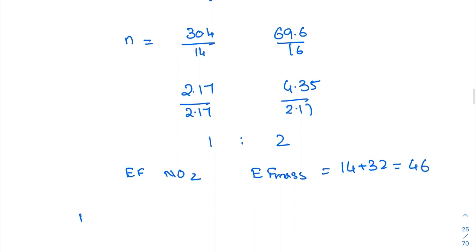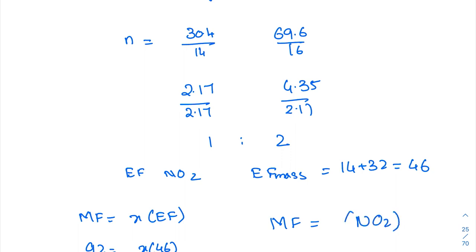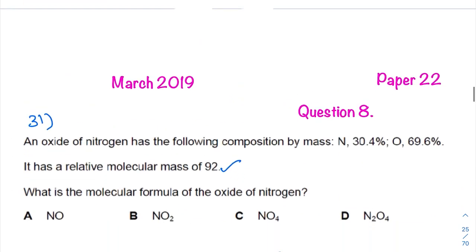Now the molecular formula equals X times the empirical formula. So over here, 92 equals X times 46. So what is that integer? X equals 2. The empirical formula is NO2, and to get the molecular formula we have to multiply by 2. So when NO2 is multiplied by 2, I get N2O4. So when I get that answer N2O4, check which option that is. That is option D, which is going to be the answer.